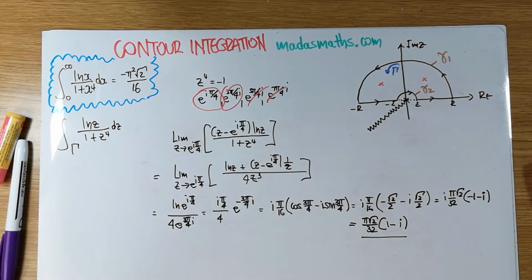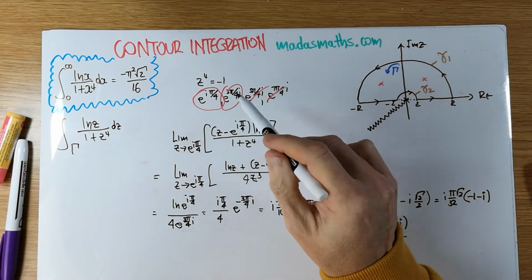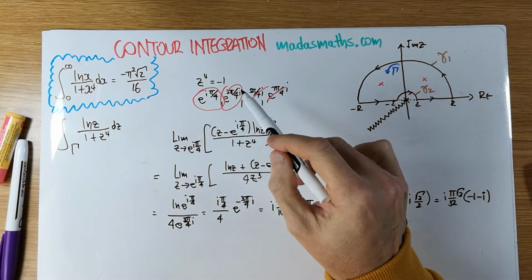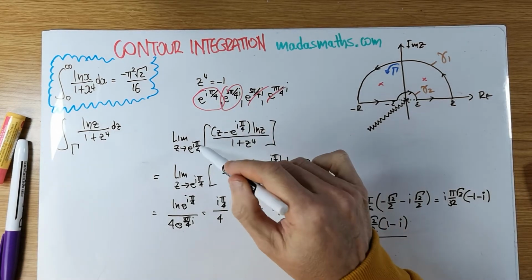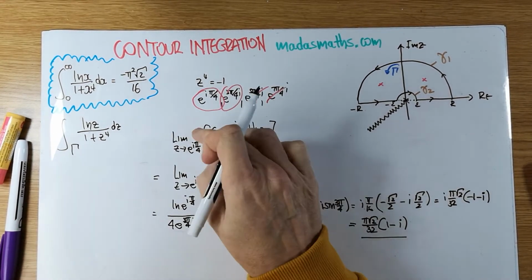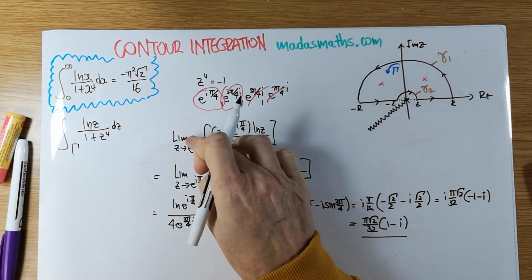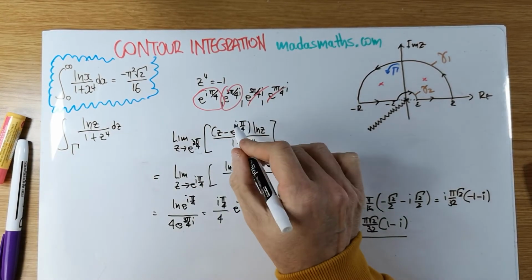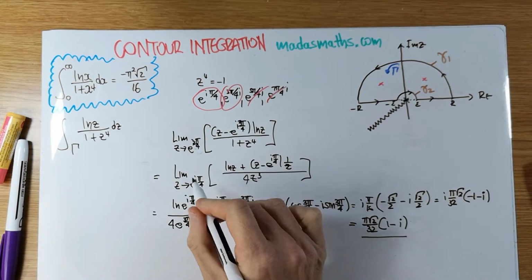And now, rather than rewriting all of this, it might be a good idea to just change the i pi over 4 for 3 pi over 4. So I do apologize, being lazy. We can just squeeze it in there.